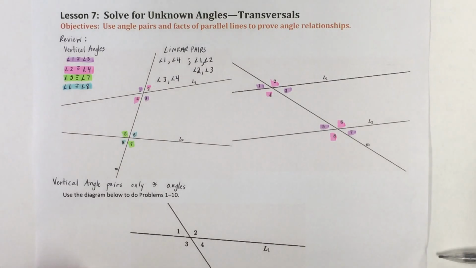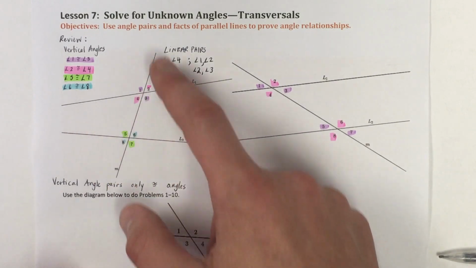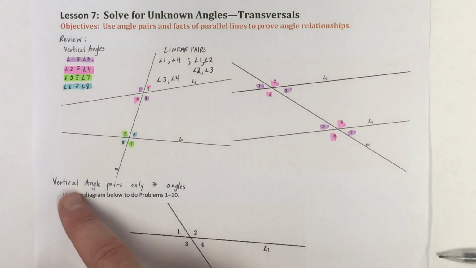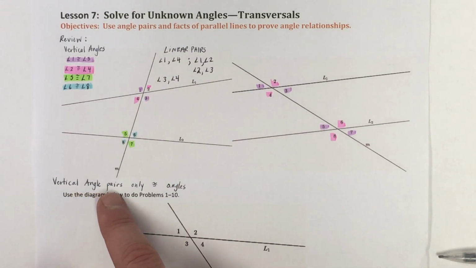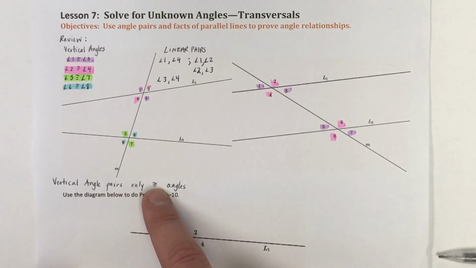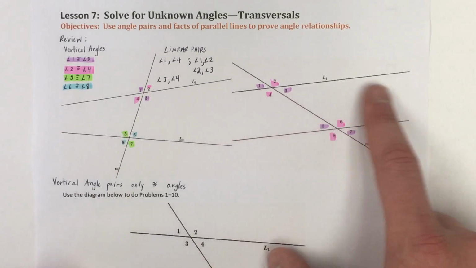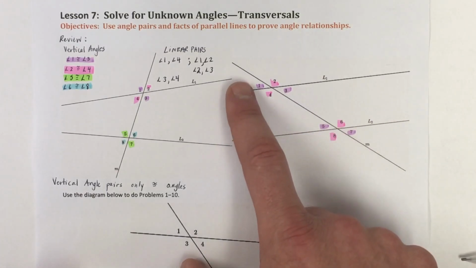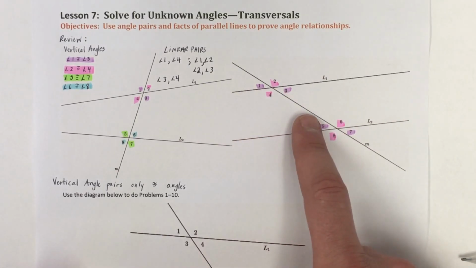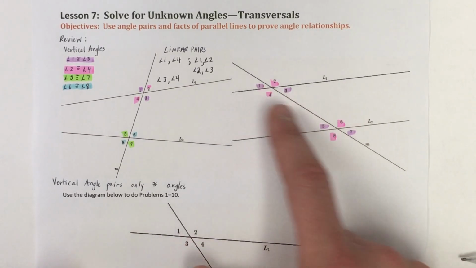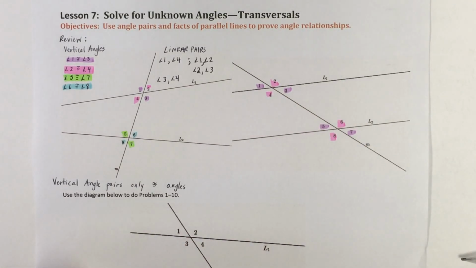Now, the unique thing that happens when you have lines that are not parallel cut by a transversal is the vertical angles are the only angle pairs that are congruent, which is in stark difference to when lines are parallel. We get this nice result of multiple angles being congruent to one another within that system.